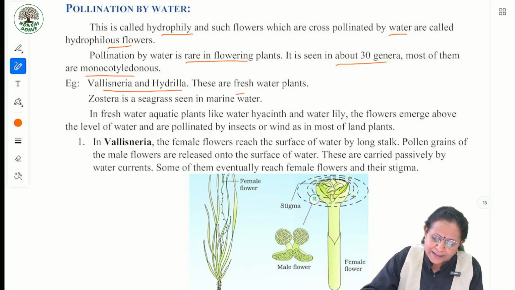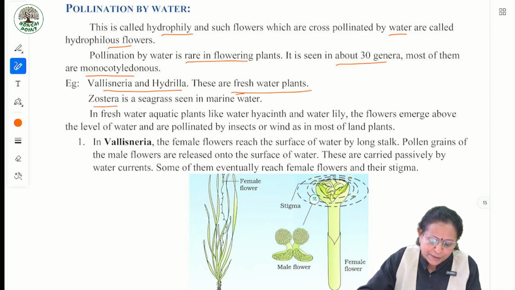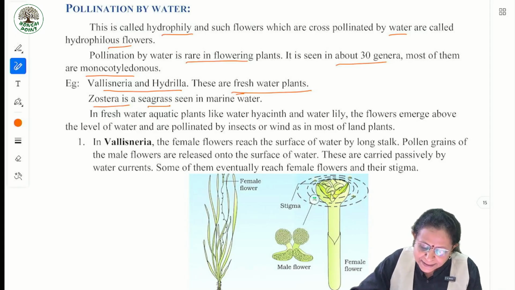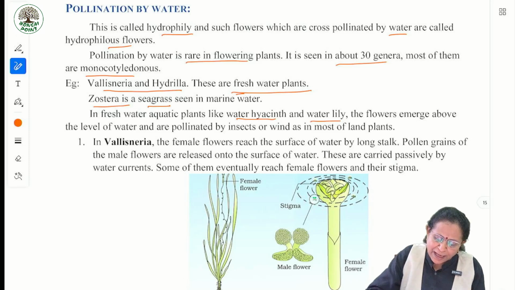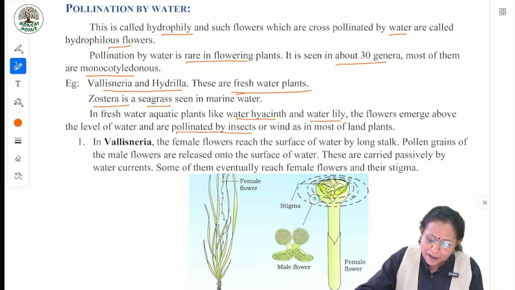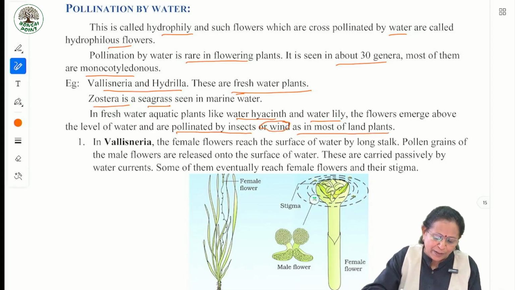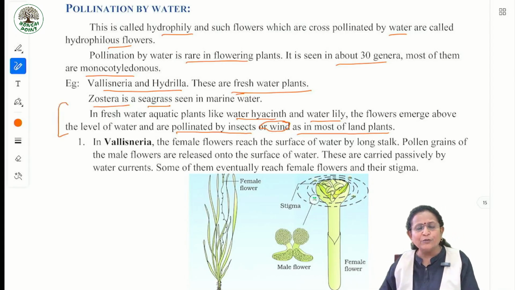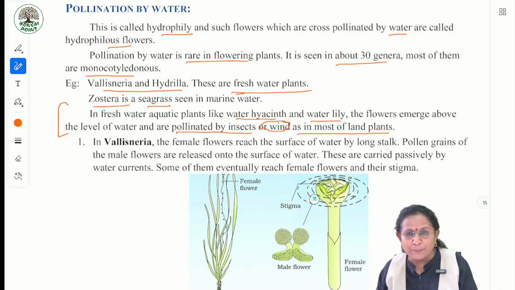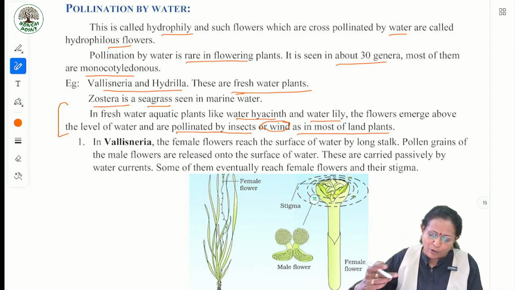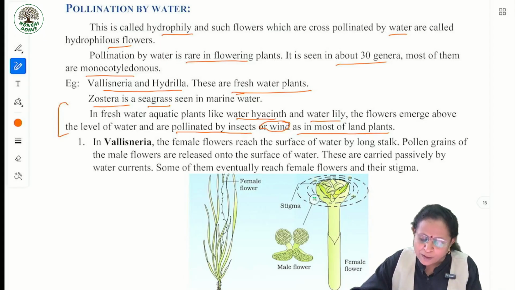Vallisneria and Hydrilla are the examples for freshwater plants, whereas Zostera is a sea grass seen in marine water. In freshwater aquatic plants like water hyacinth, water lily, the flowers emerge above the level of water and are pollinated by insects or wind. Okay? As in most of the land plants, very important. See, even though it's a hydrophilous flower, because it emerges out of the surface of the water, it may be pollinated by insects or wind.